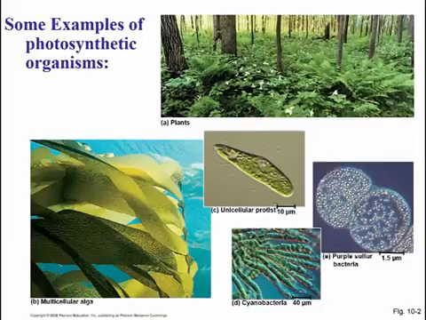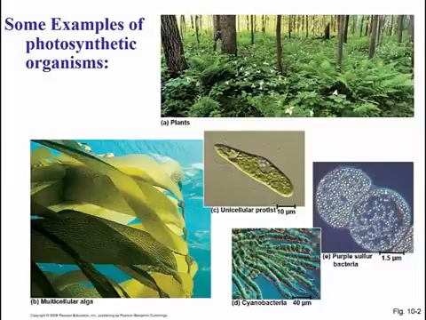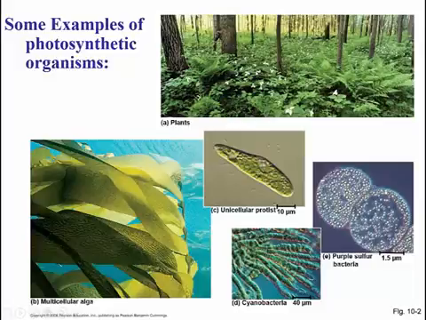Here are some examples of photosynthetic organisms. Some of them are probably very familiar. Now we see a forest floor up at the top. Plants are usually the first thing that comes to mind when we think about photosynthesis. Unicellular protists, like the one shown here. Also multicellular protists, which are algae, shown on the left bottom.